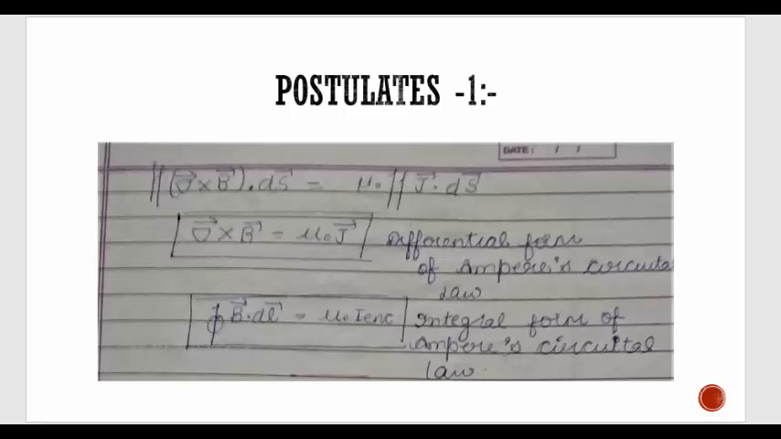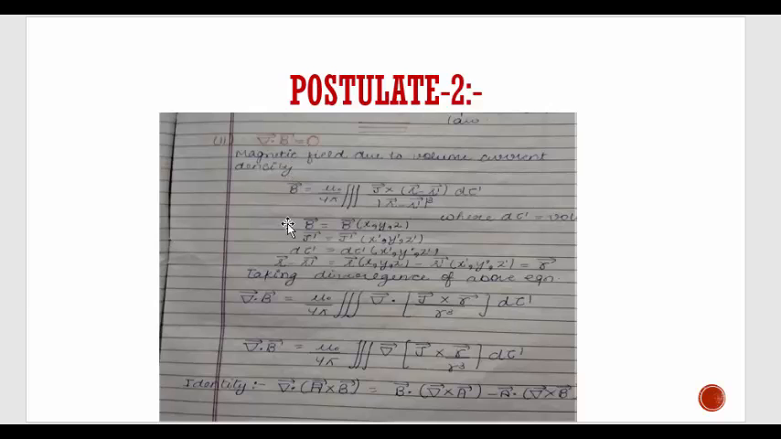Now for the second postulate, that is del dot B is equal to 0, we have to simply write the expression of magnetic field due to the volume current density, which is equal to mu naught upon 4 pi volume integral J vector cross R vector minus R dash vector upon mod of R vector minus R dash vector whole cube into dV dash, where dV dash is a volume. R has components x, y, z, J dash has components x dash, y dash, z dash, and dV dash has components x dash, y dash, z dash. R vector minus R dash vector is equal to R vector. Now filling these values in the above equation, we get B vector equal to mu naught upon 4 pi J vector cross R vector upon R cube into dV dash.